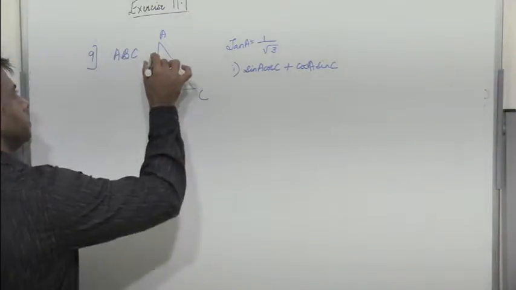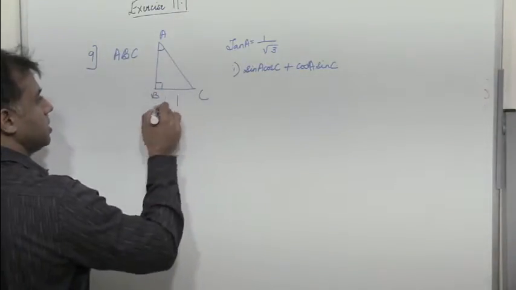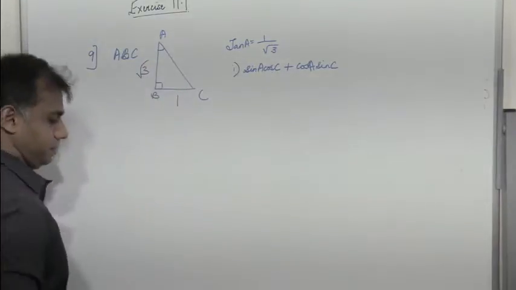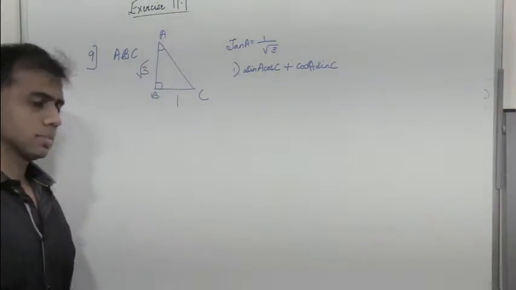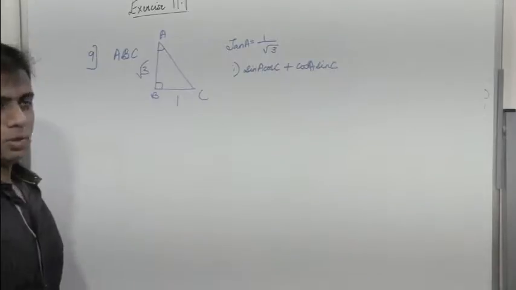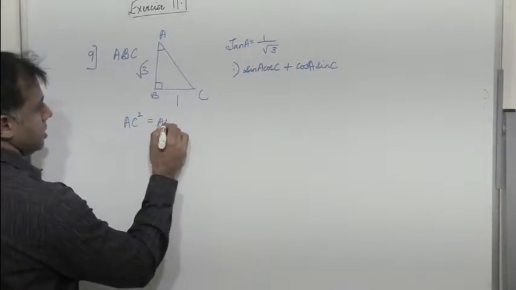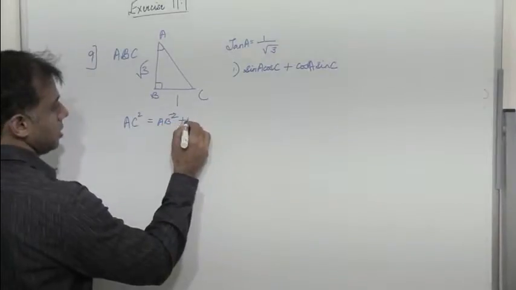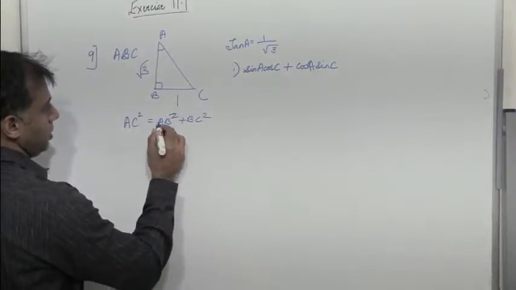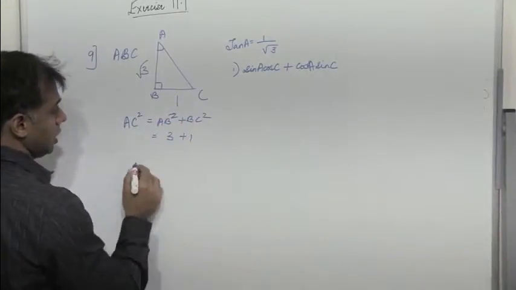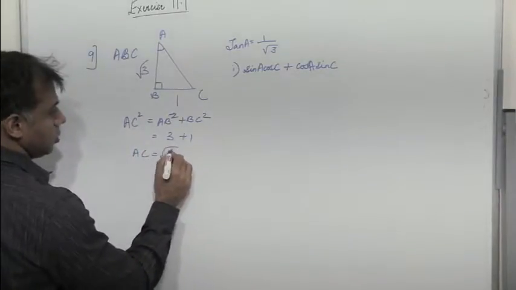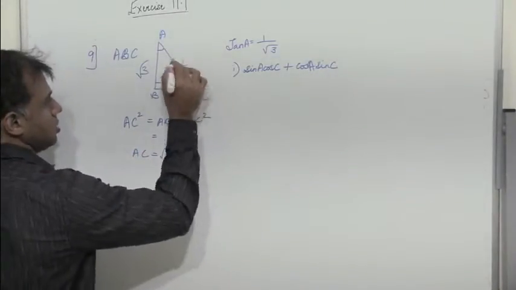So tan A. What is tan A? Opposite side by adjacent side. So let me find the hypotenuse. I know that AC square is AB square plus BC square. AB square is 3, BC square is 1. So what is AC? Root of 4, which is 2. So I have 2 here.